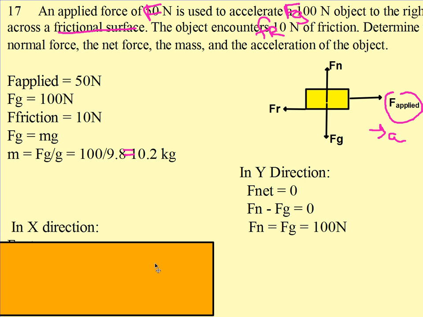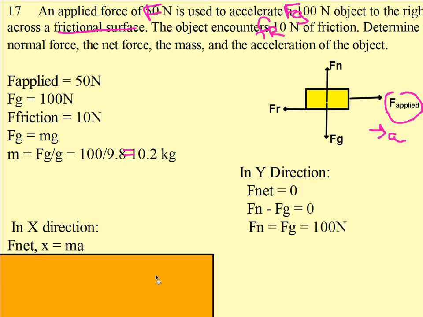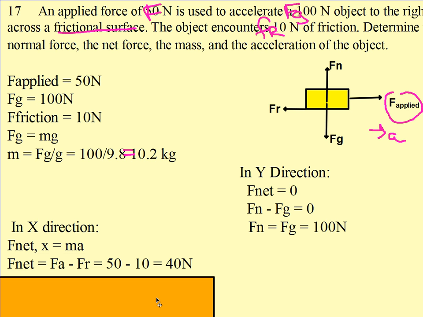Next, we apply Newton's law in the x direction. Now F net in the x direction is ma, mass times acceleration. We're going to need our mass in just a minute. The first thing, since I have the forces, I can find the net force. It's just F applied minus friction, so it's 50 minus 10, or 40 newtons. So I can find the net force by adding the forces from my free body diagram.